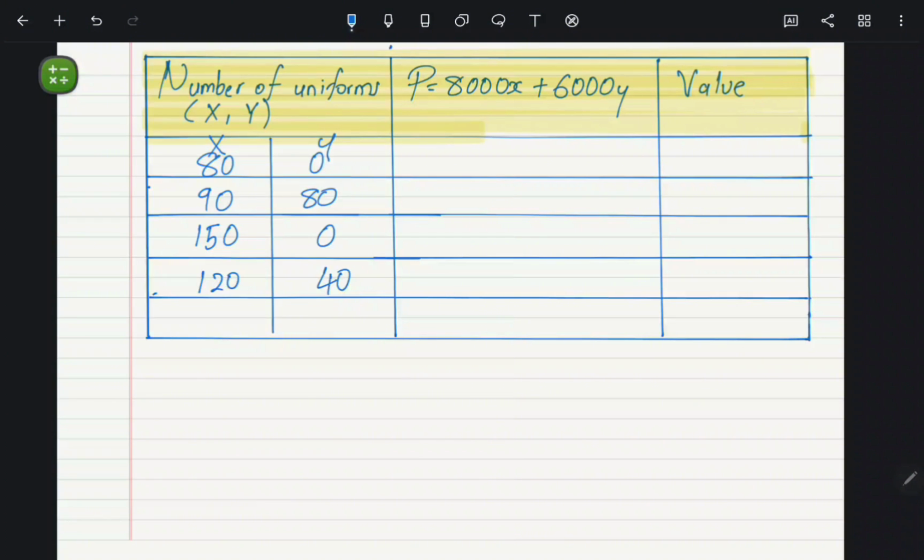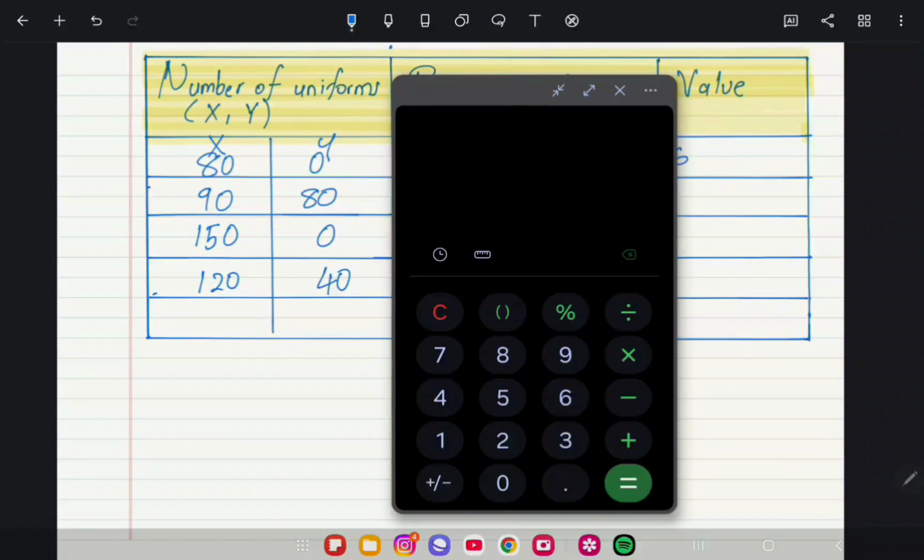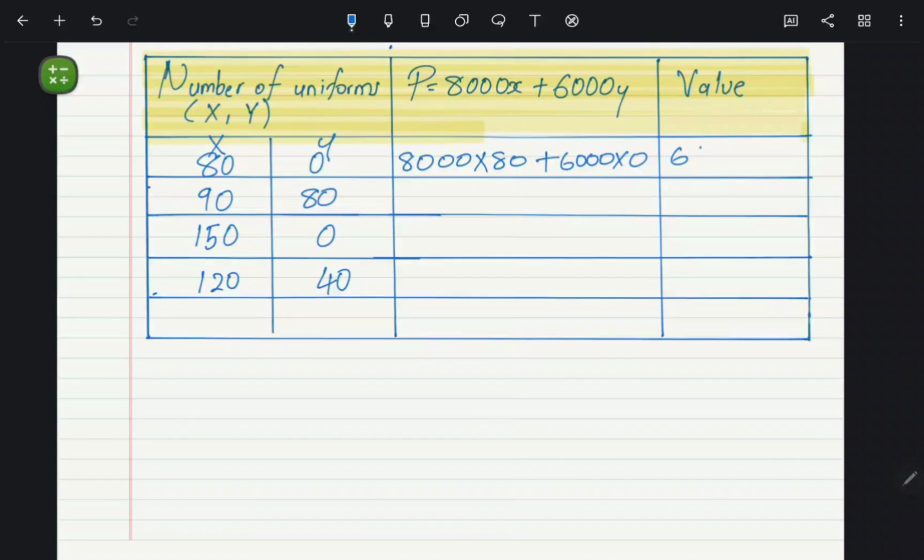So for the first one, we are supposed to get 8,000 multiplied by the value of x, which is 80, plus 6,000 times 0. So what are we going to get? We are obviously going to get 640. If you were to put this on your calculator, we are going to get 640, because here we are having 8,000 times 80, which is equals to 640. So here we have 640,000.